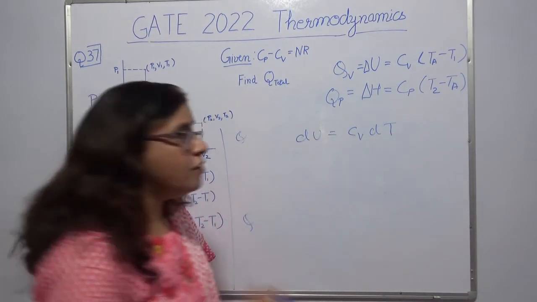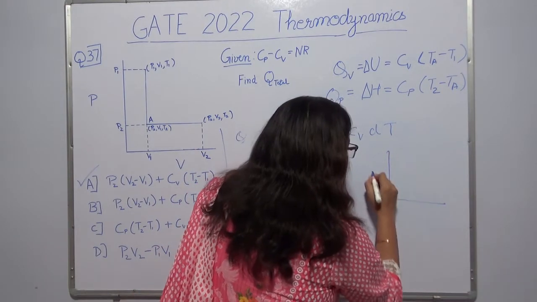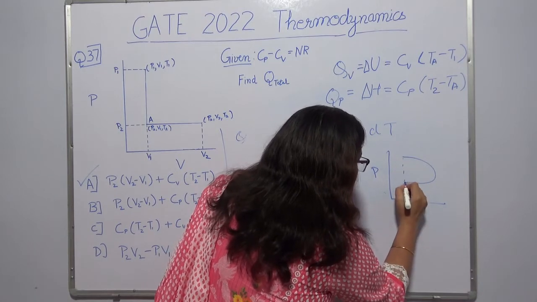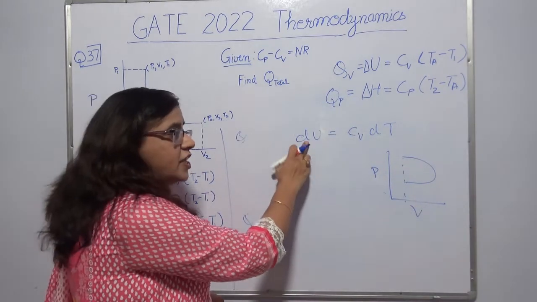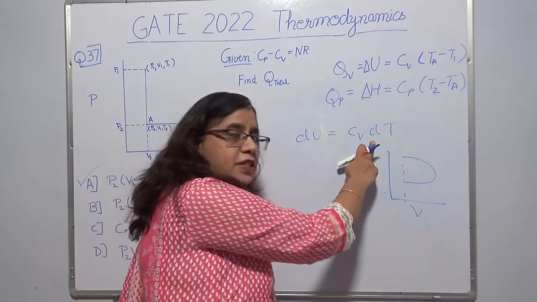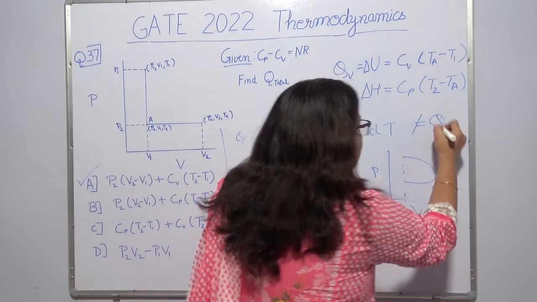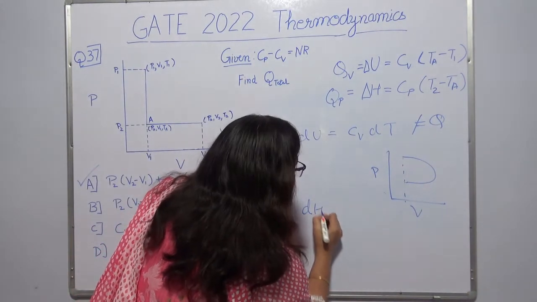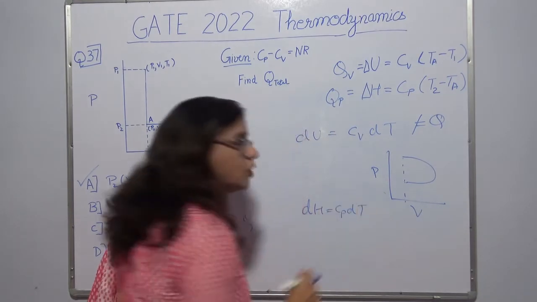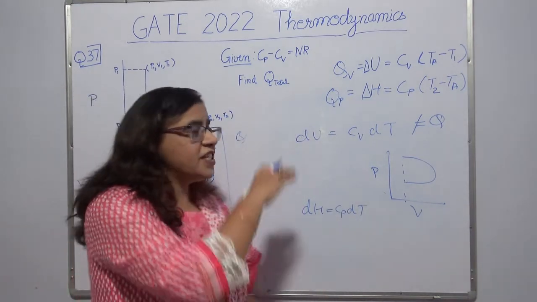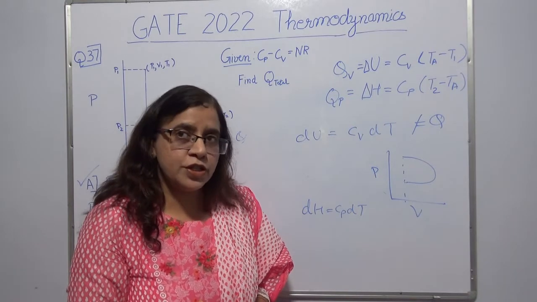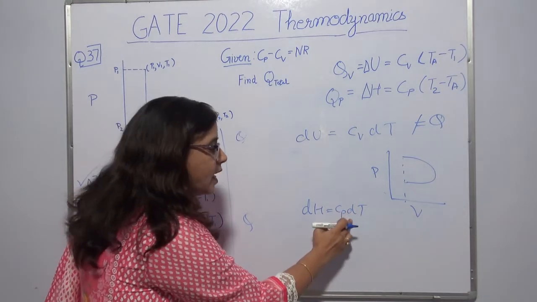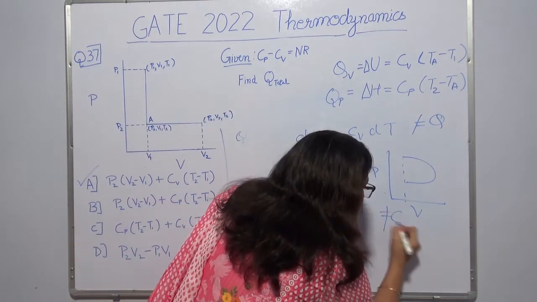However, if you have a process in which your volume changes but it returns back to the same volume, still you can calculate your change in internal energy using Cv dT, but then it will not be equal to the heat transfer. Similarly, if you have dH equal to Cp dT and you are undergoing a process in which your pressure changes but comes back to its original value, still you can calculate your change in enthalpy as Cp dT, but then it will not be equal to Q.